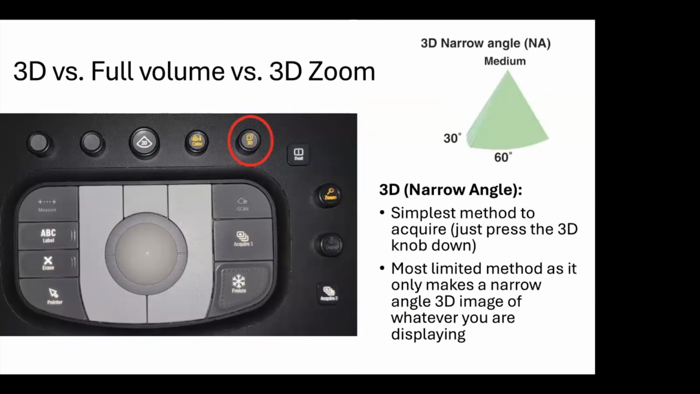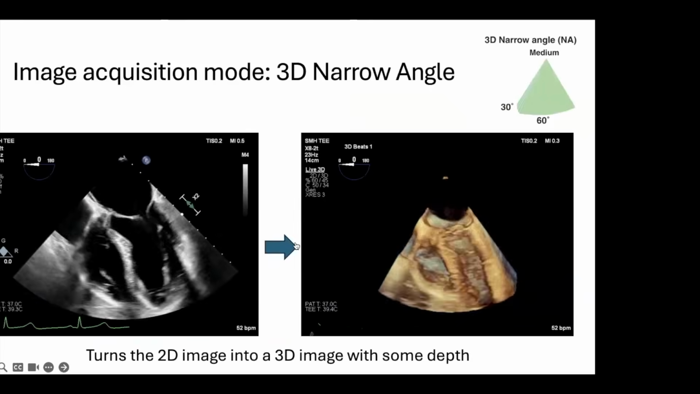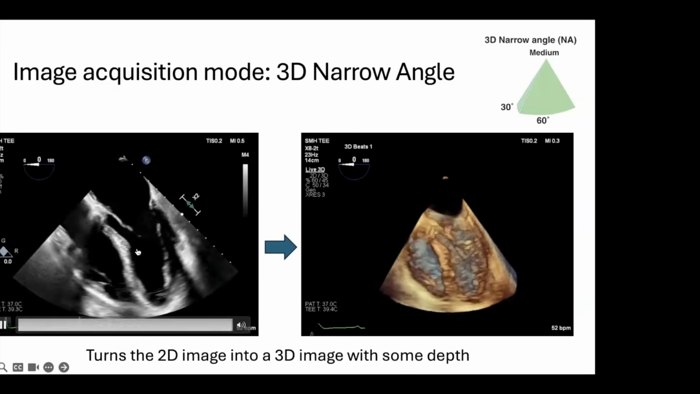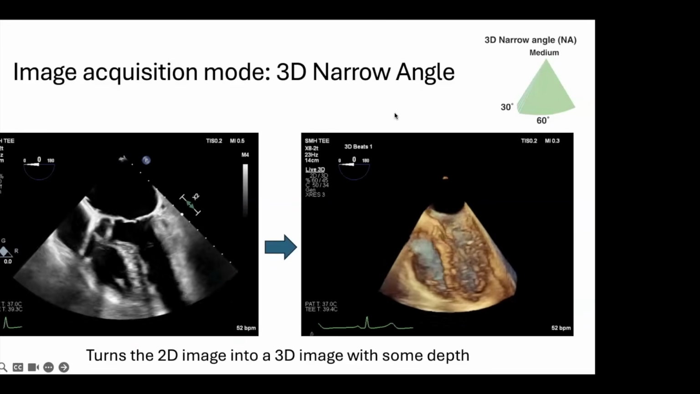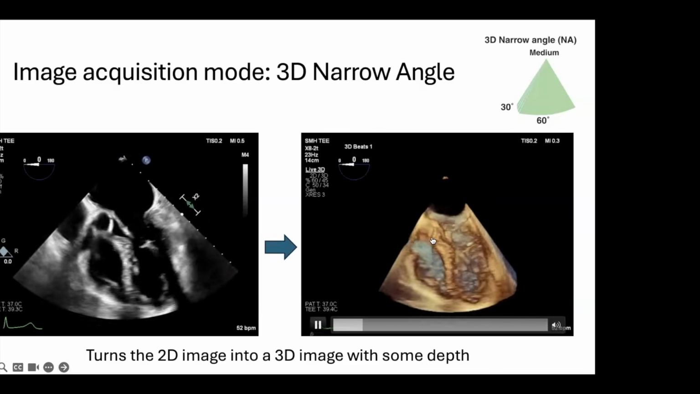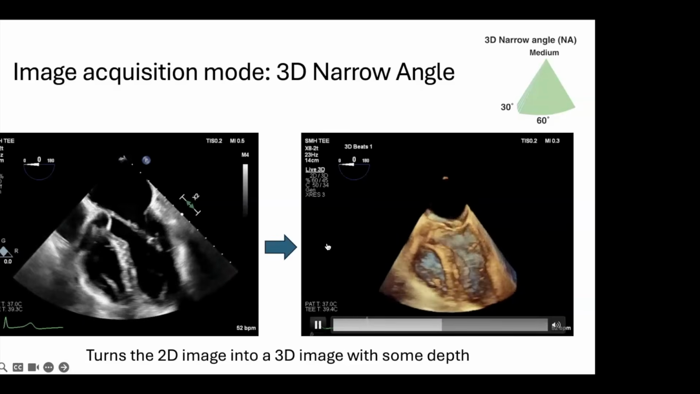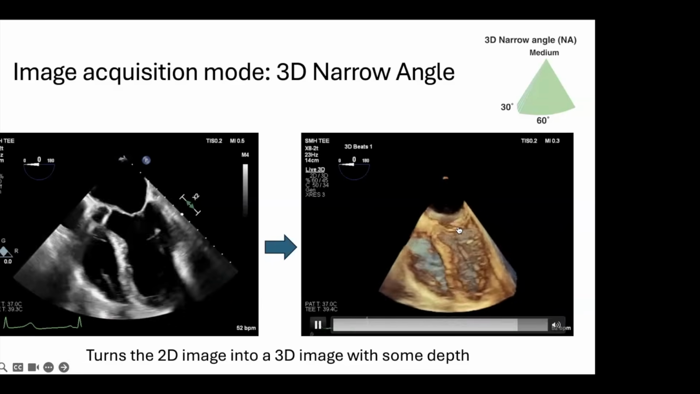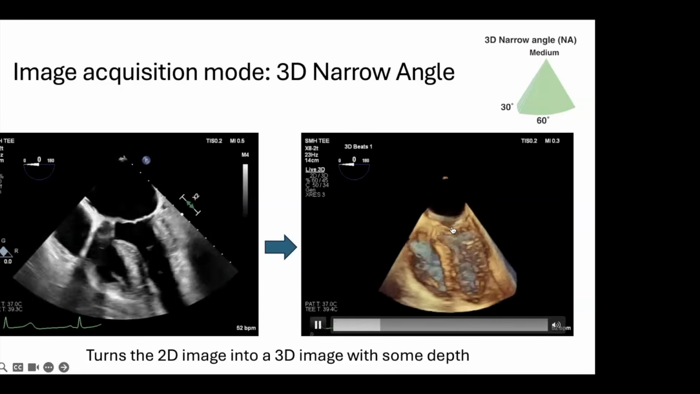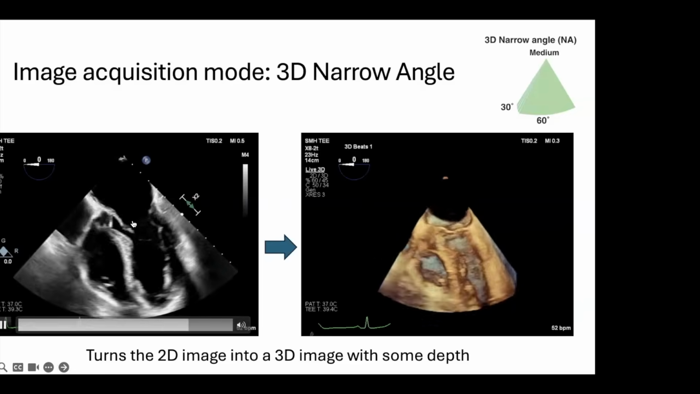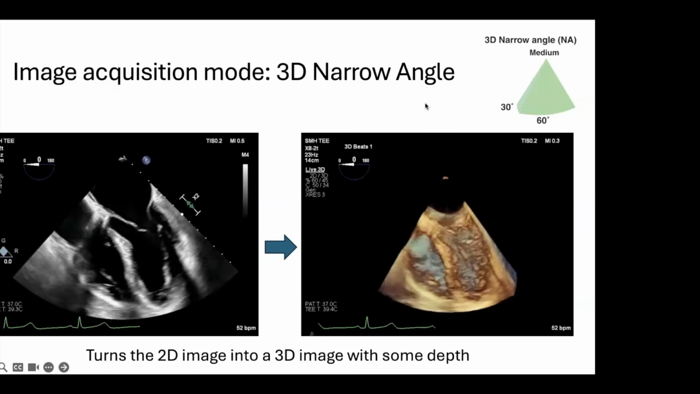So what does 3D look like? This is an example of 3D narrow angle. You just press the 3D knob down on the console. And as I said, again, it's the simplest method to acquire. It produces a 3D image right away, but it's the most limited method as it only makes a narrow angle of whatever you're displaying. This is an example of a mid-esophageal view, kind of like a 4-chamber view here. And if you press the 3D knob down, it produces this 3D image of whatever you're seeing here in 2D. It provides a bit more depth, so you can see where my cursor is. There's this flail segment of the mitral valve that we weren't seeing on the 2D image here, so it provides a little bit of depth here.